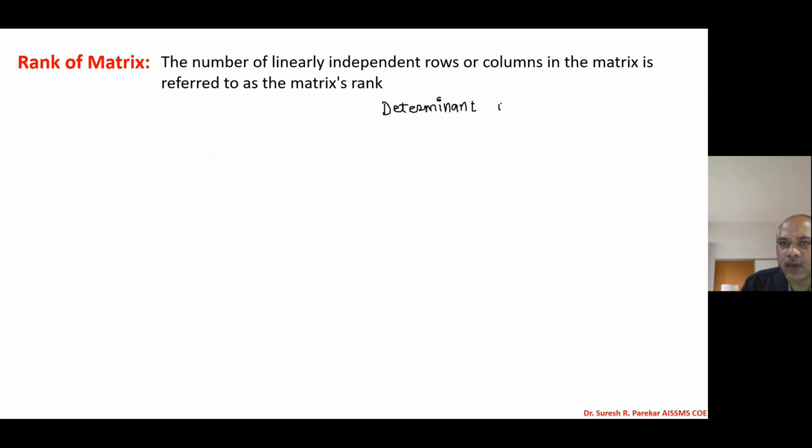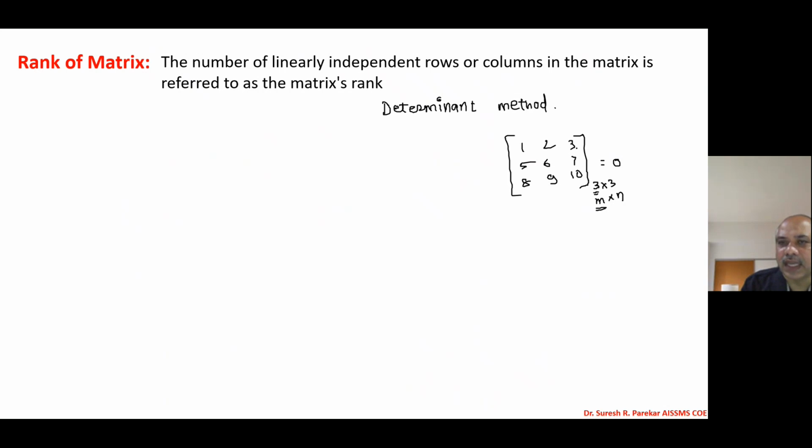Determinant method. Now, if my determinant is 0, then, suppose we consider a matrix: 1, 2, 3, 5, 6, 7, and 8, 9, 10. If I calculate the determinant of this and it comes out 0, then the rank will not be 3. It will be less than 3. For an m by n matrix, we consider the lower of the two for the rank.